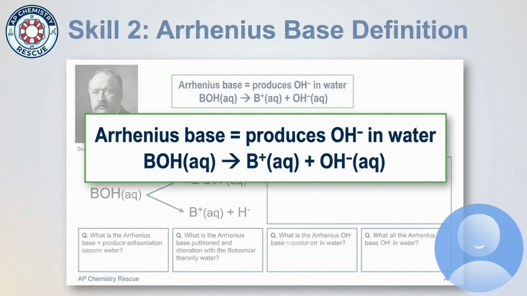Alright, let's start with the definition. What is an Arrhenius base? An Arrhenius base is any substance that produces OH minus ions when you dissolve it in water. Let me say it again, slowly. An Arrhenius base produces hydroxide ions in water. That's it. That's the whole definition.